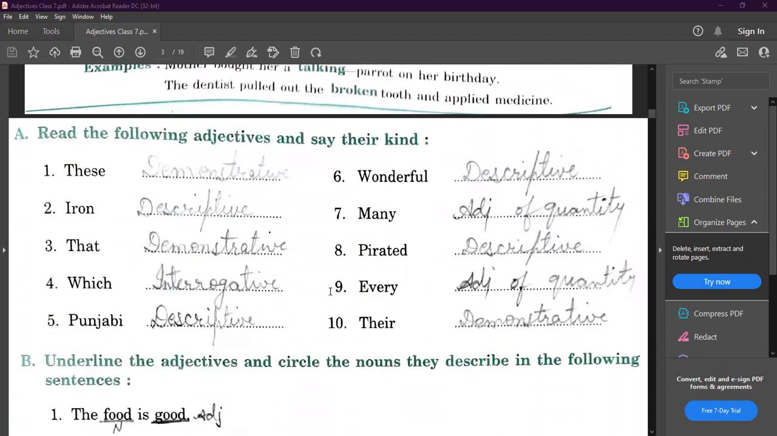So let us begin with the exercises, page number 123. The exercise says, read the following adjectives and say their kind. These, demonstrative. You have to tell what kind of adjective it is. That, demonstrative. Which, interrogative. Punjabi, descriptive. Wonderful, descriptive. Many, adjective of quantity. Pirated, descriptive. Every, adjective of quantity. Then their, demonstrative. Right?